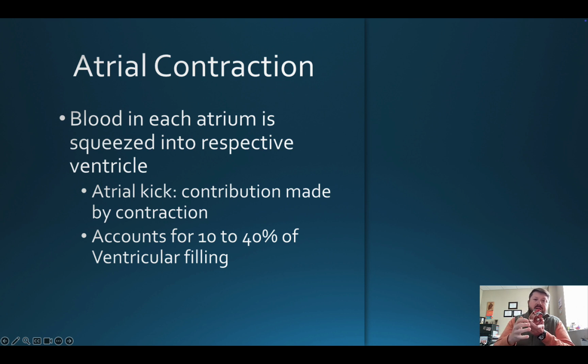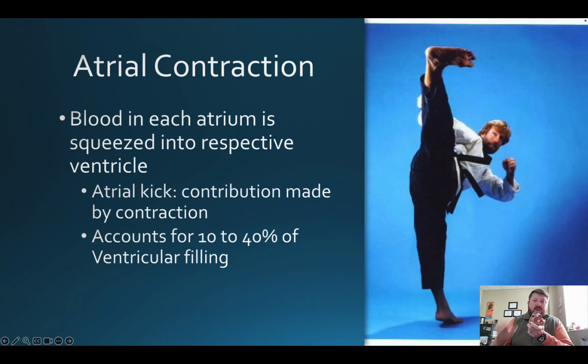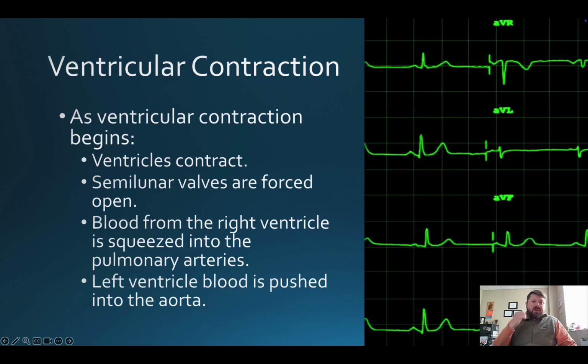But at the very end, there's the last moment where whatever's left in the atria, 10 to 40% of the blood that needs to go into the ventricles, is squeezed out. And this is called the atrial kick. So it allows blood to go through, and then it kicks and pushes the rest of the blood into the ventricles. So after the ventricles are full, we're going to go into ventricular contraction or ventricular systole.